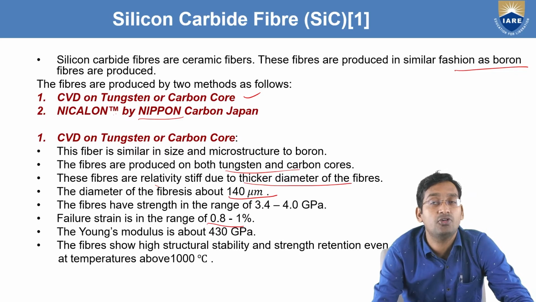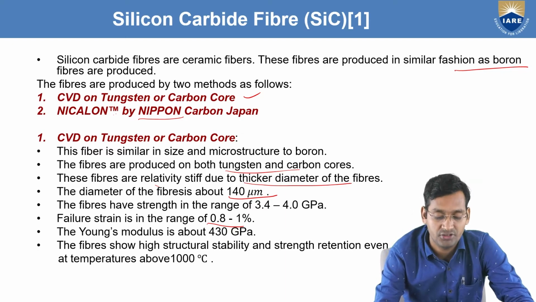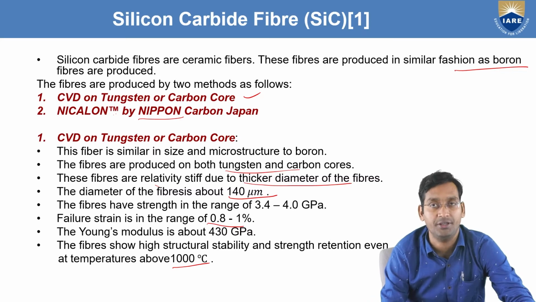The Young's modulus of silicon carbide, or SiC, is about 430 gigapascal. The fibers show high structural stability and strength retention even at temperatures above 1000 degrees Celsius. So even above 1000 degrees Celsius, just like carbon fiber or glass fiber, they can retain their properties.